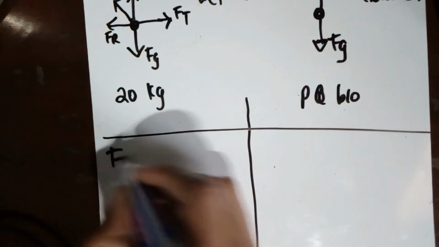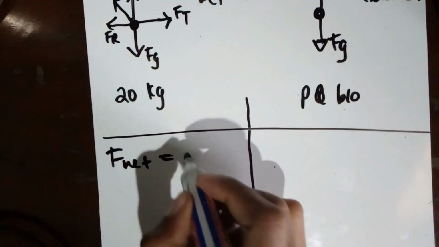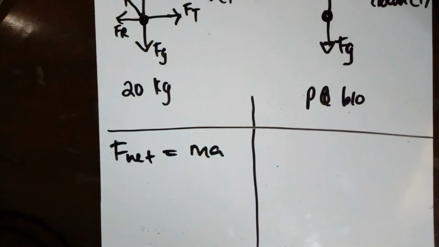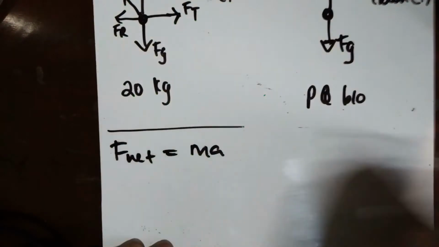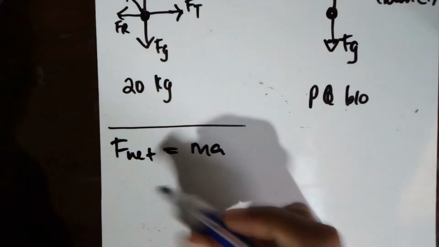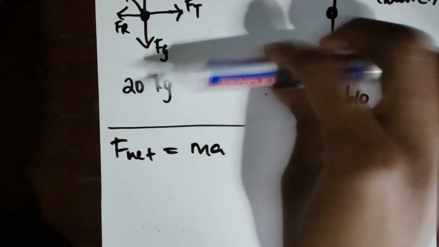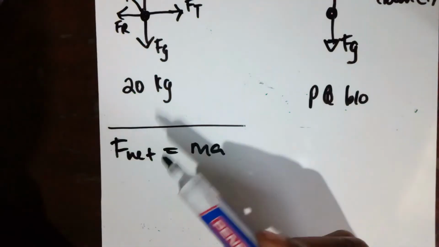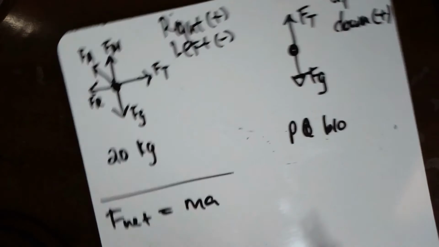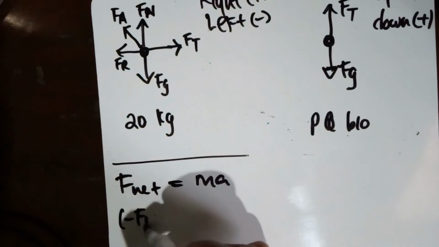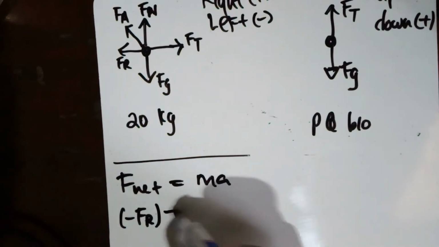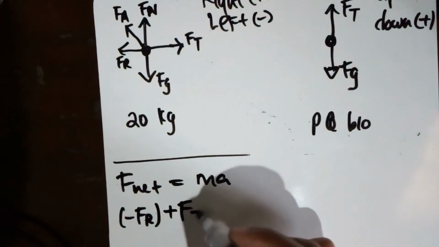So we have F net equals ma. And then remember, I don't think everything is going to fit here. F net equals ma. And remember, we are only interested in the horizontal motion. So we have to check how many forces we have horizontally. So we have Fr, which is negative because we said left is negative, plus Ft, which is positive.